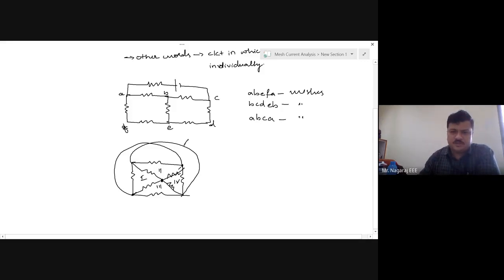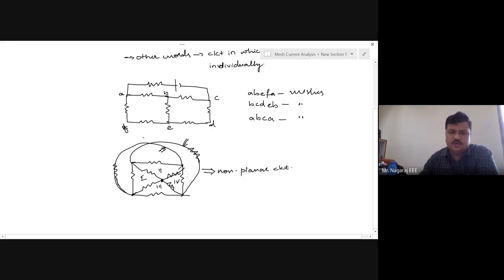Now this branch is passing under or over this branch. Okay, this branch is passing under or over the, or we can say a resistor I will put here. So when there is such crossing of the branches, this is a non-planar circuit.